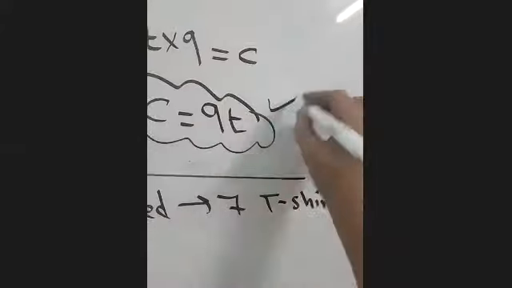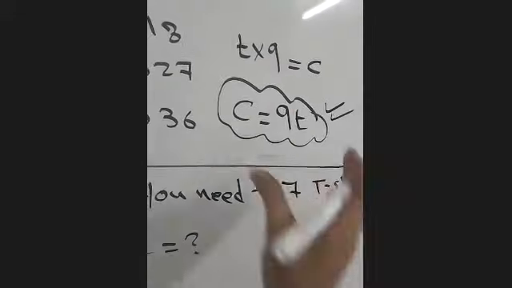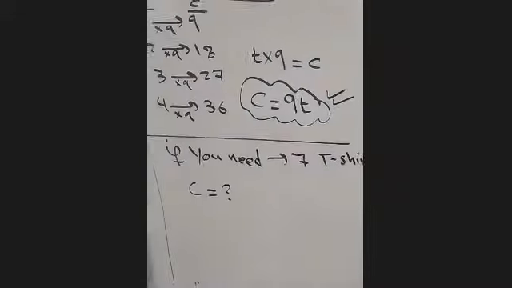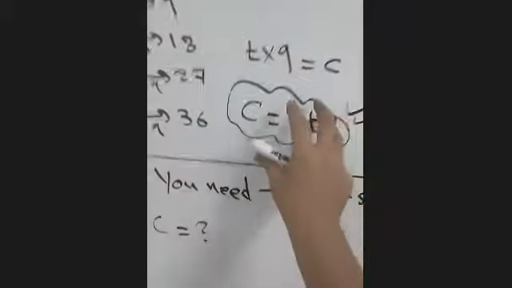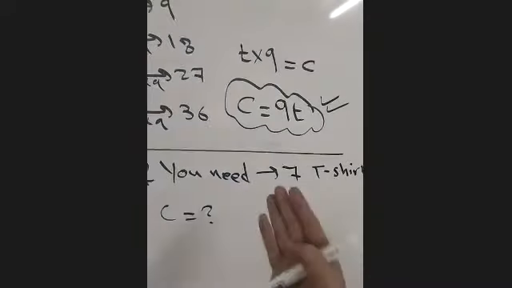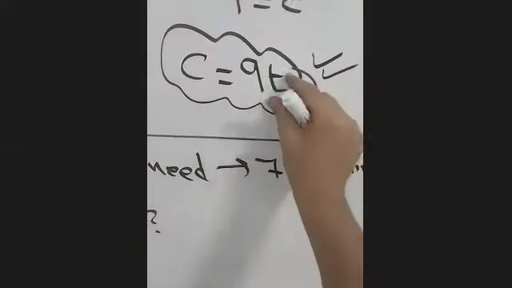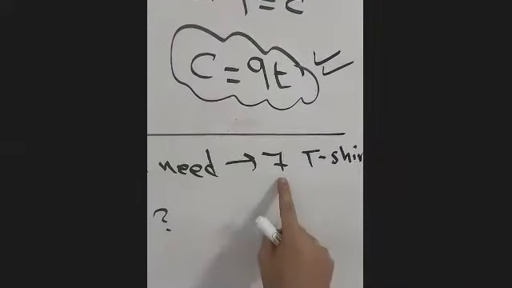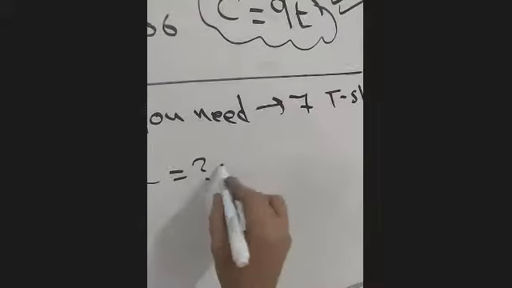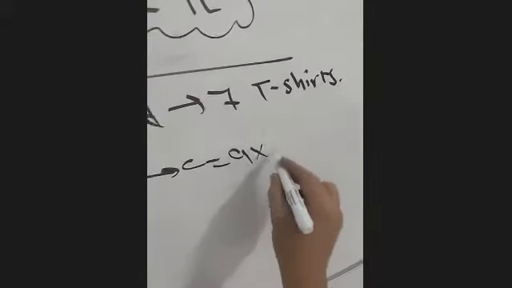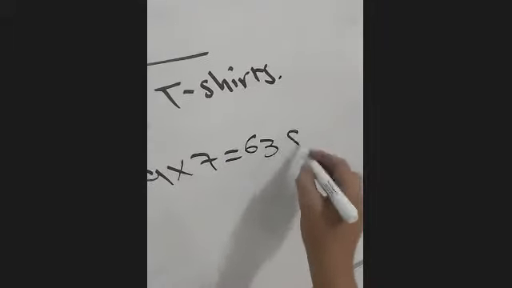Because we have the formula, guys. Now we can use it. After we find the formula, we can use it. So if you want to buy 7 t-shirts, replace T by 7. So C will be 9 times 7, which is $63.